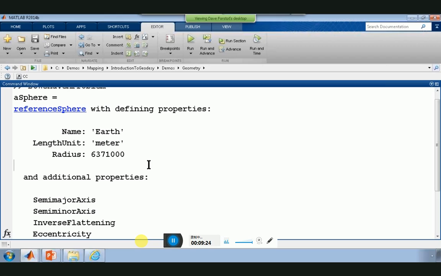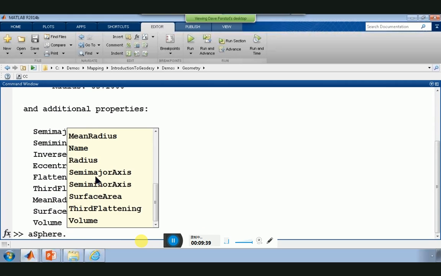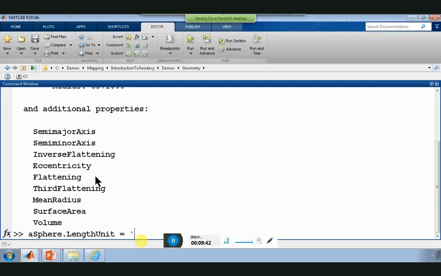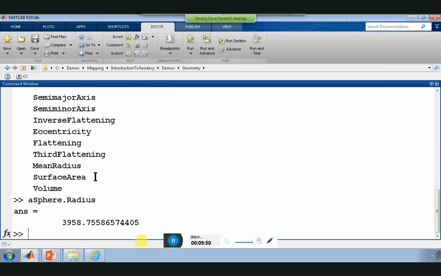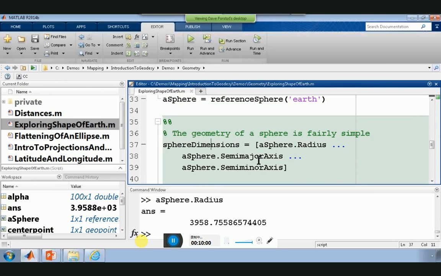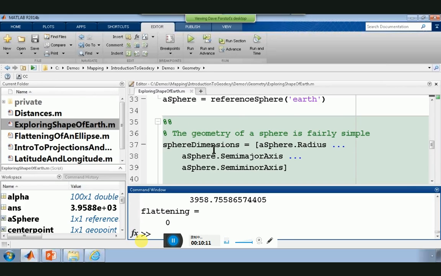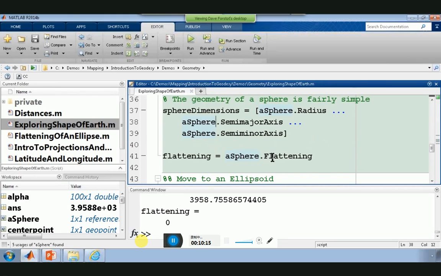If we wanted to look at this in miles, because I happen to be in the US and miles are the more conventional distance unit, we can look at that same sphere here, my reference sphere, and change its length unit to miles. And look at that sphere's radius again, and it's about 3,959 miles in radius. The interesting thing about a sphere is the radius and the semi-major and semi-minor axes are all the same number. And the flattening ratio is going to be 0, because the ratio between the semi-major and semi-minor axes is 1, and 1 minus that is 0.